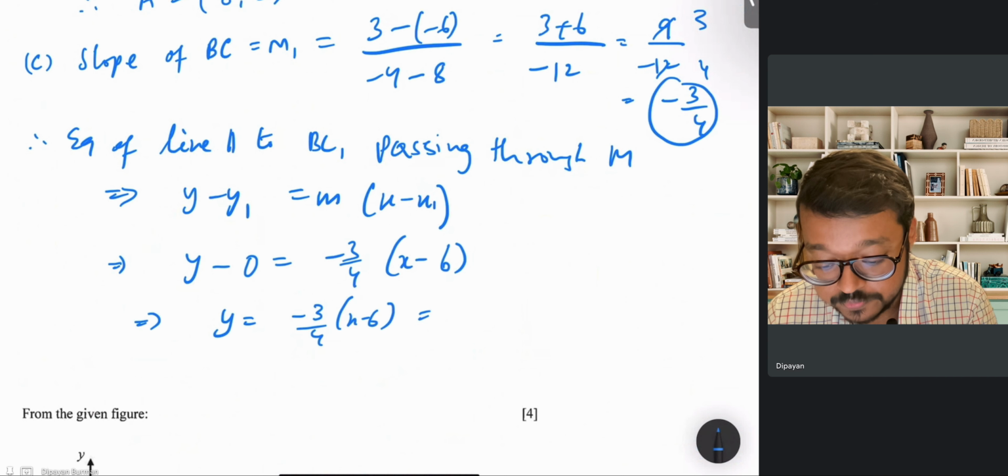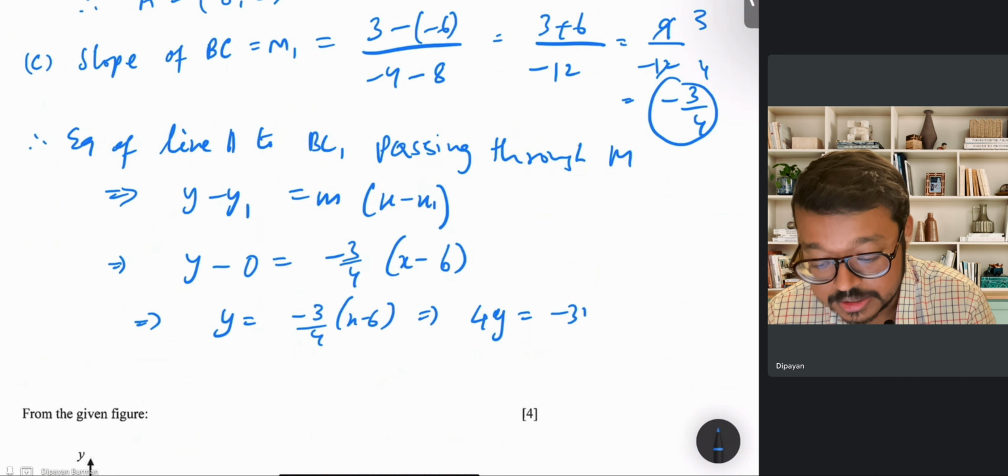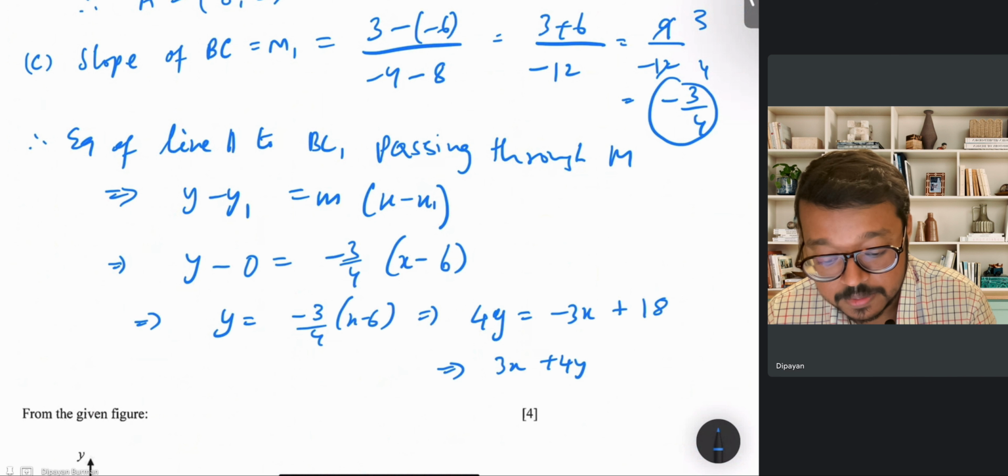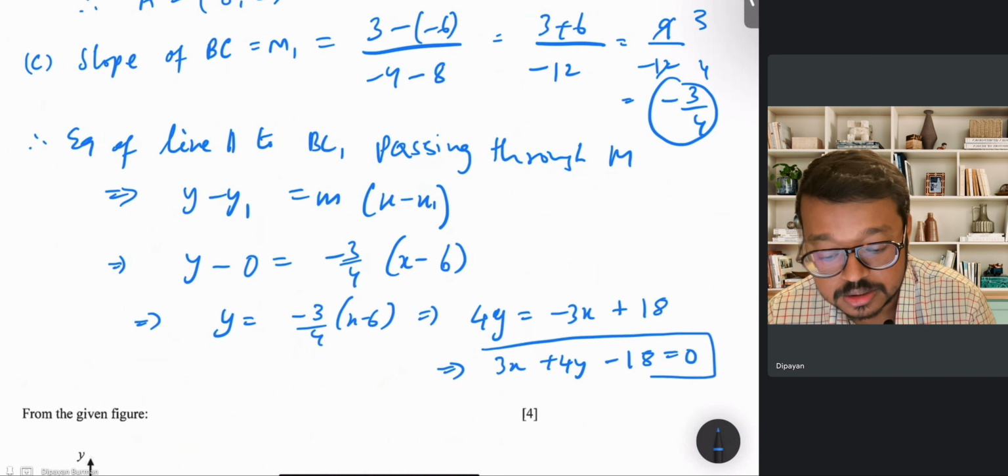So if I move the 4 to the other side, 4y will be equal to minus 3x plus 18. So we have 3x plus 4y minus 18 equals 0. This is the required equation.